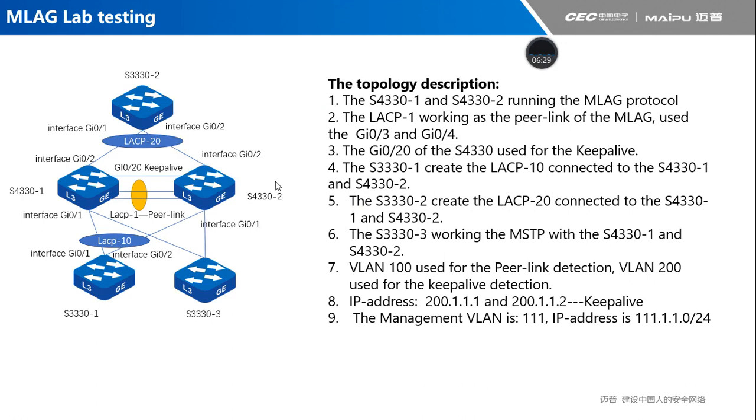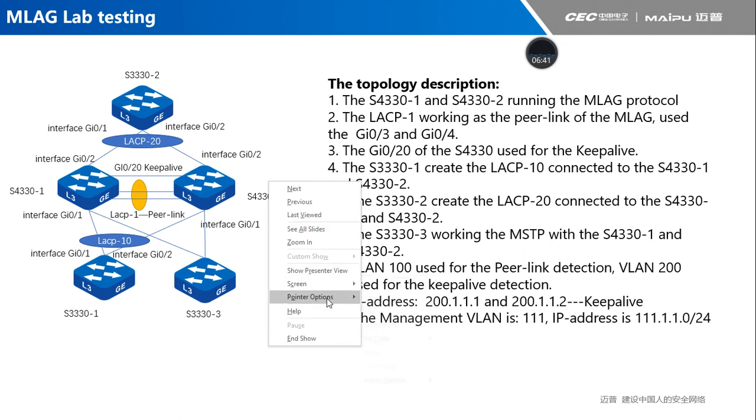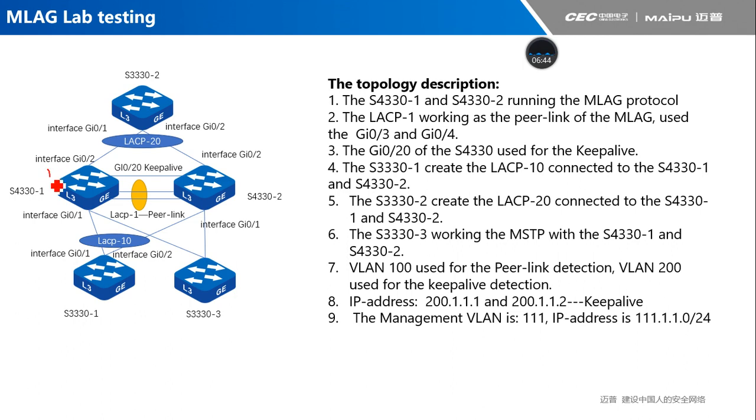So from here, we have an MLAG lab. These two devices work as MLAG 1 and MLAG 2. They have switches DHD1 and DHD2. On the topology, MLAG 1 and MLAG 2 connect to DHD1 and DHD2. DHD1 and DHD2 are configured with link aggregation.